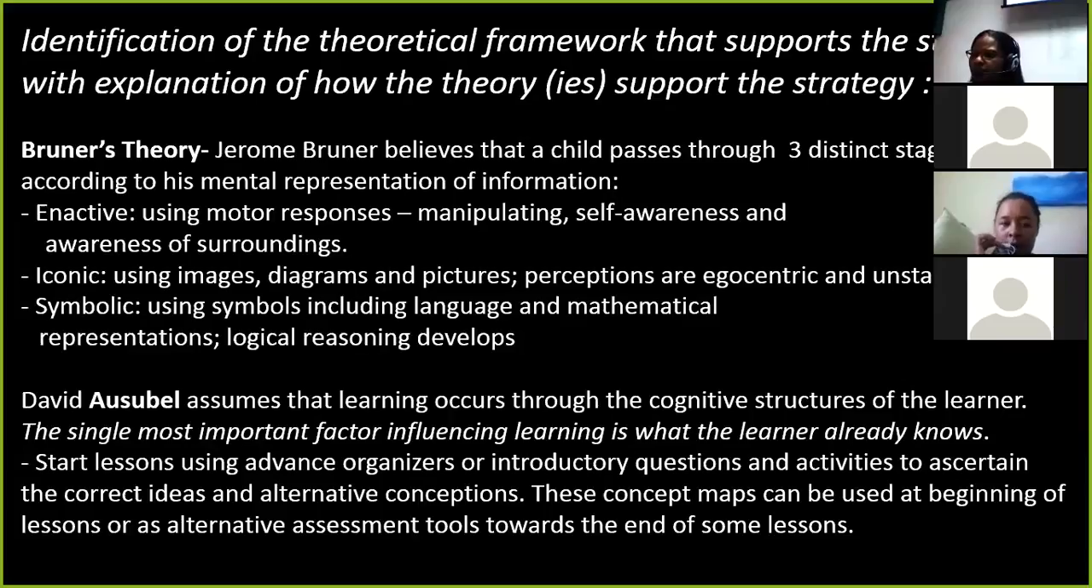For Bruner's theory, Jerome Bruner believes that children pass through 3 distinct stages: using motor skills, using images and diagrams, and using symbols, including language and mathematical representation. So if you break that down, in each step of the 3 distinct stages in Jerome Bruner's theory, you could potentially see how you can use a concept map in those 3 stages.